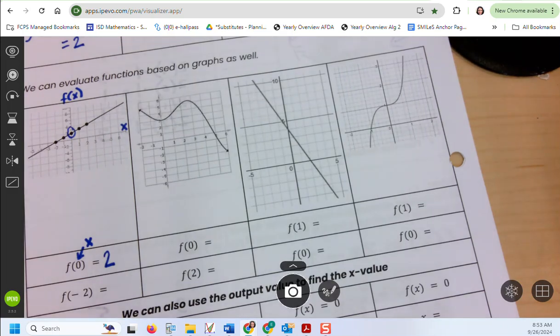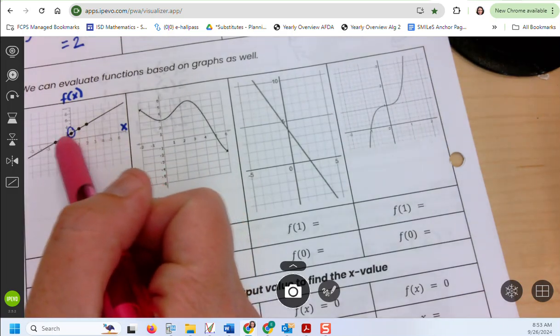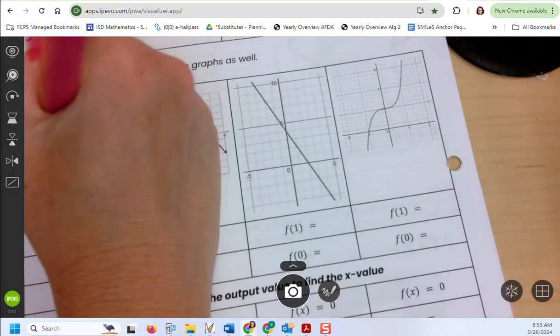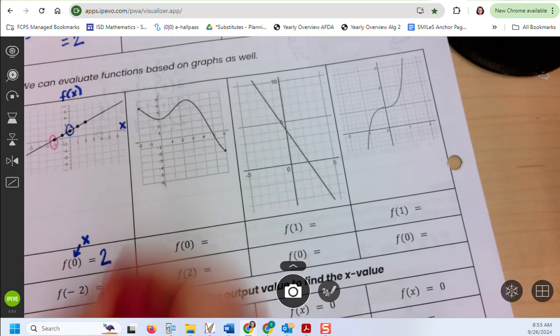Okay, f of negative 2. Go on the x-axis to where x is negative 2. And what's the y value? 0. So I was looking at that one right there. And that was 0.